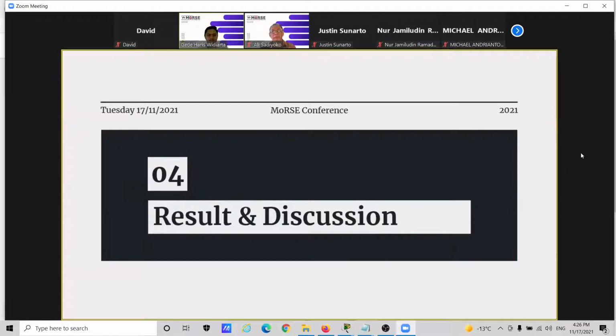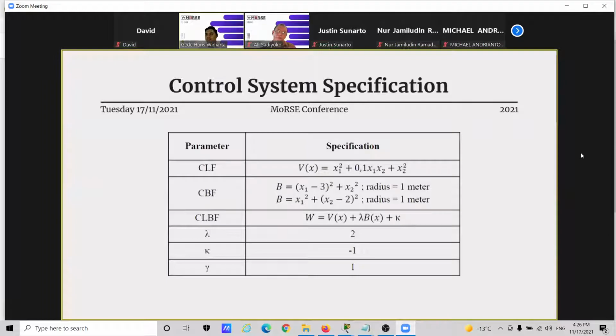Here's the result and discussion. Okay, on the table, you can see the control system specification that we use. First, we have the CLF equation with coefficient Q is 0.1, and then CBF equations. There are 2 CBF equations because we use 2 circular barriers, and then the CLBF equation as I mentioned above. And then we have 3 control parameters. There are lambda valued at 2, kappa is -1, and gamma is 1. Gamma is the parameter to multiply the output.